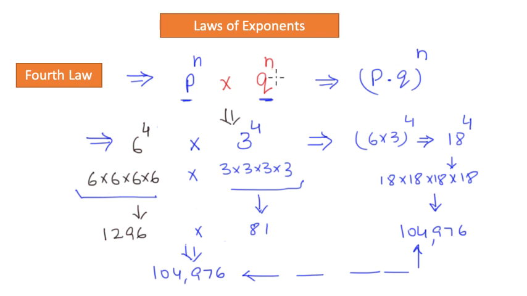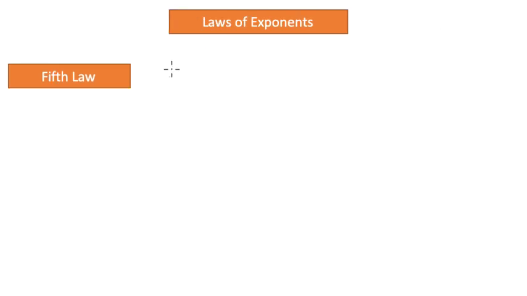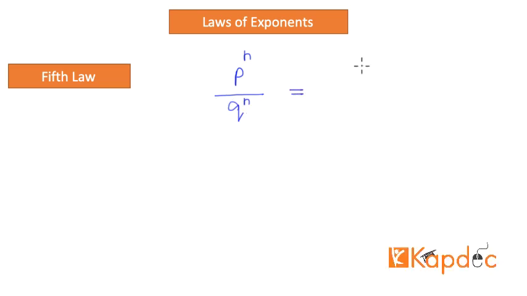Now let us take a look at the fifth law. The rule is about division of two numbers that have different bases. So if I have p to the power n divided by q to the power n, the powers are the same and the bases are different, correct? Just like what we did in multiplication, we take the power out, the bases get divided, and the power remains the same. This can be related to an example.